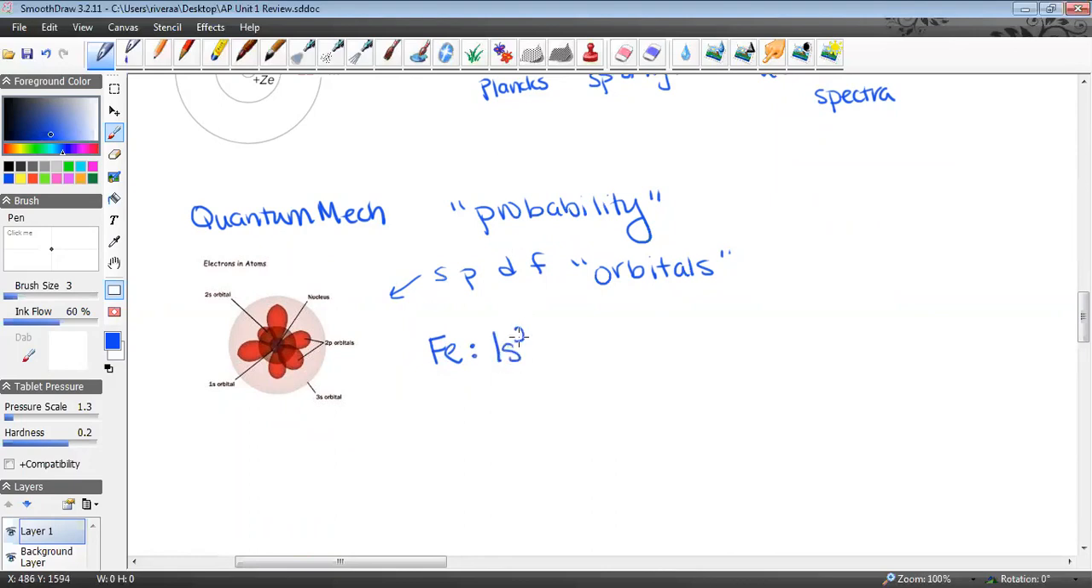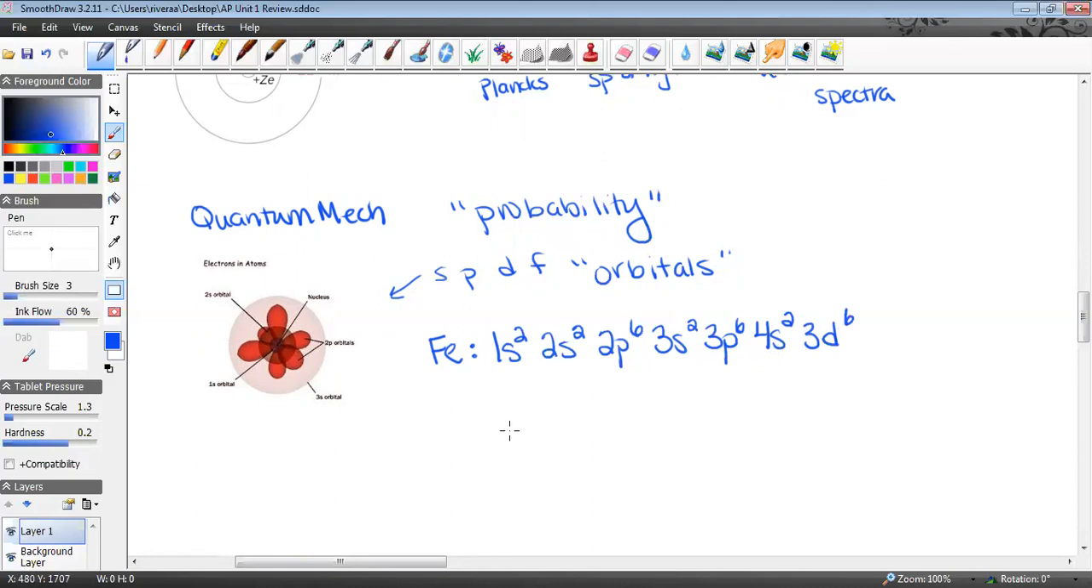Iron: 1s2, 2s2, 2p6, 3s2, 3p6, 4s2, 3d6, I believe. Yeah. Okay. So this is called your longhand electron configuration.